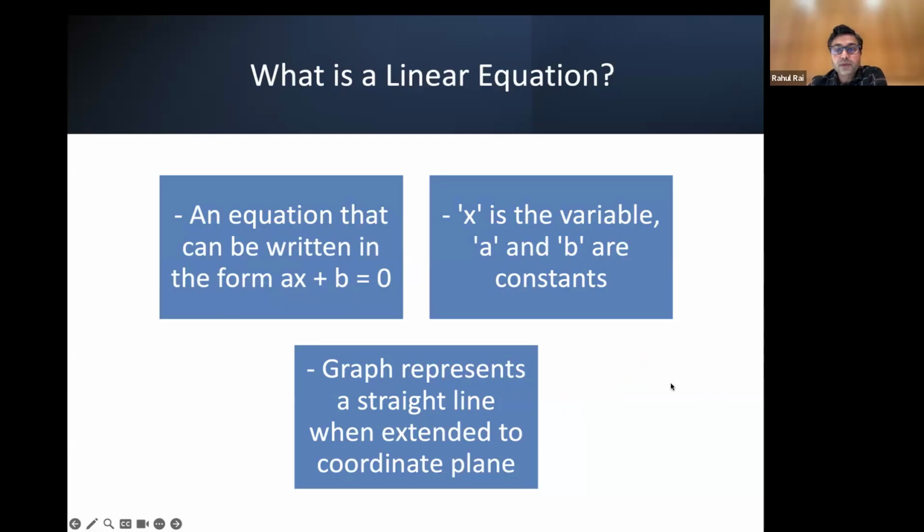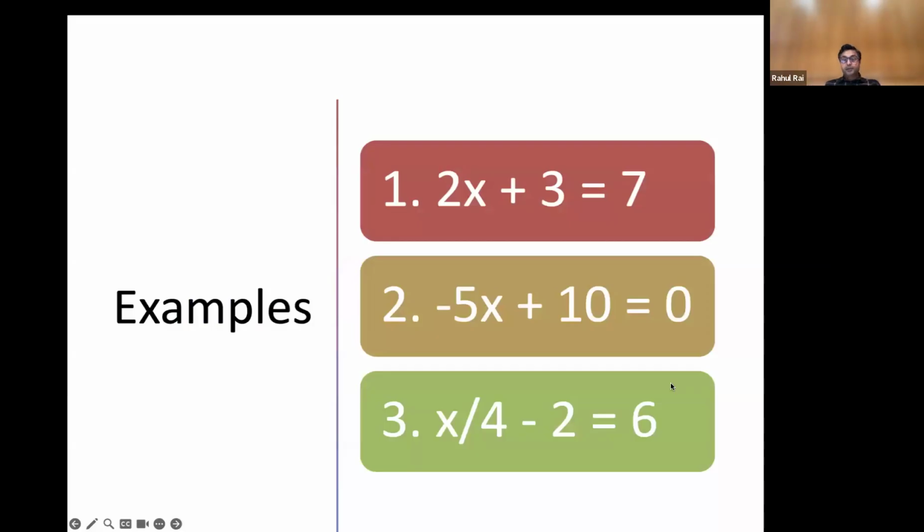Now, some examples. 2x plus 3 equal to 7. The second example is minus 5x plus 10 equal to 0. Here, if you notice, x is the single variable. This is a, this is b. We can rewrite the first equation by bringing the 7 over, as 2x plus 3 minus 7, which is minus 4, equal to 0. So this comes in the standard form, where b is minus 4 and a equals 2.